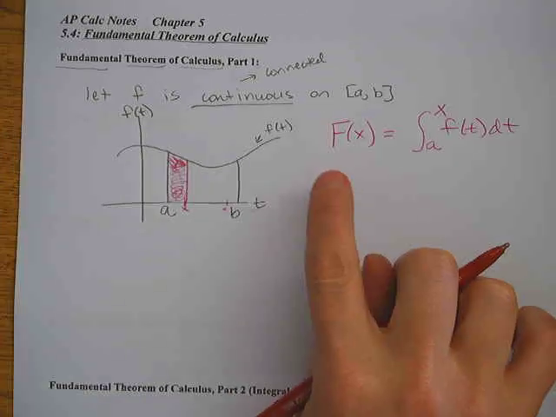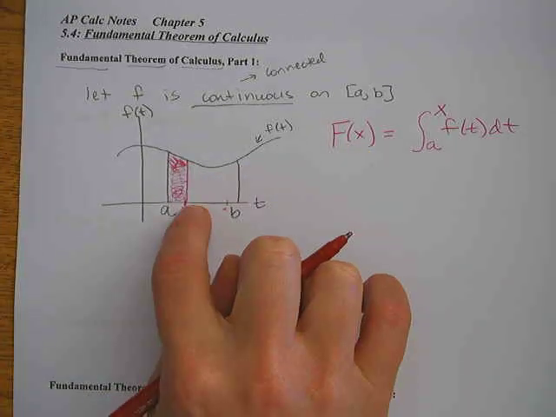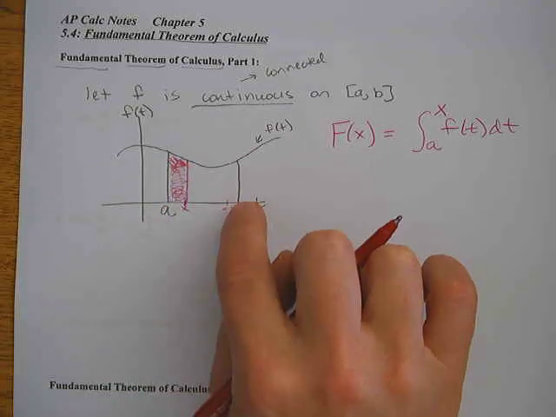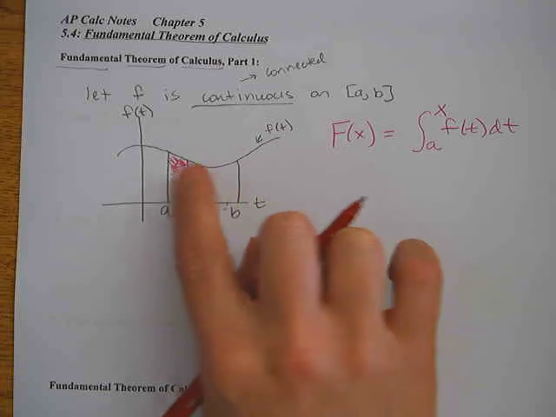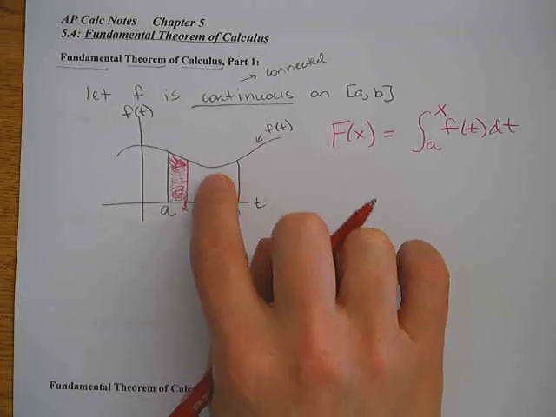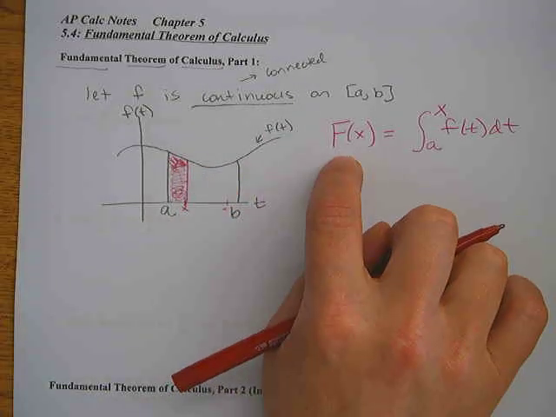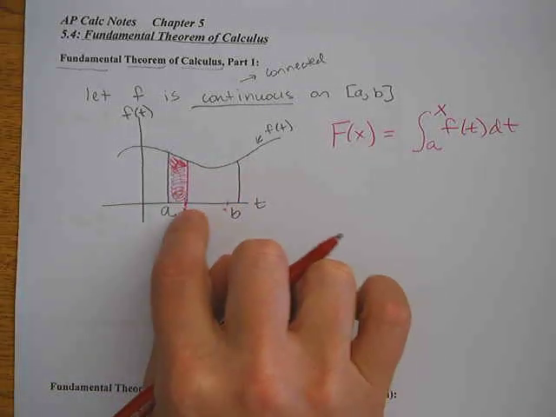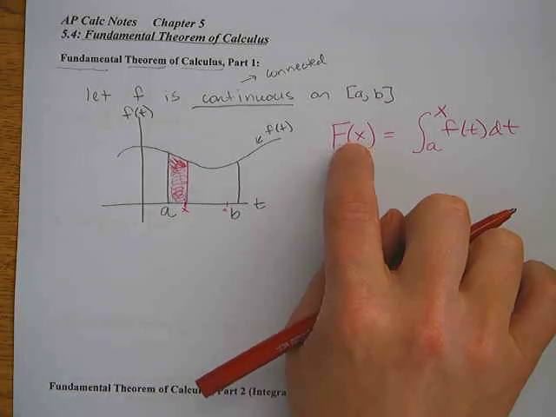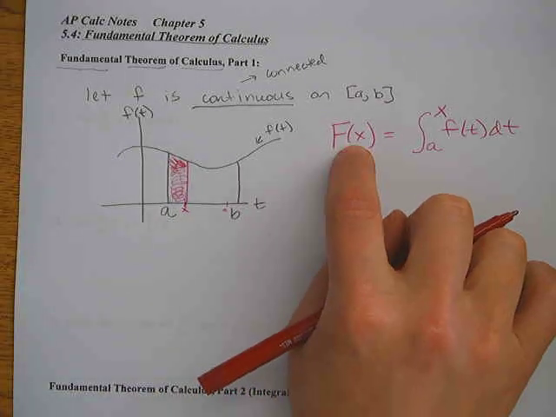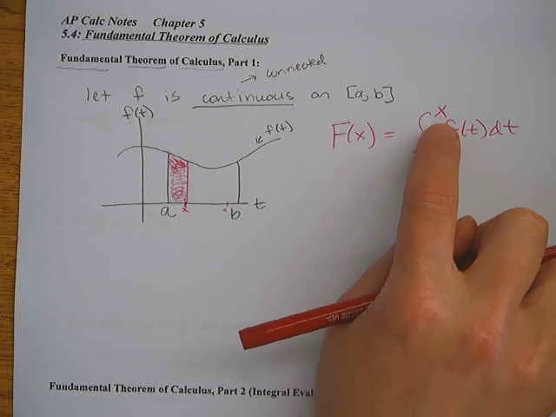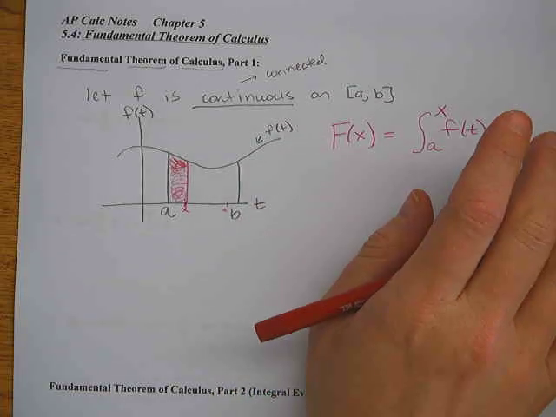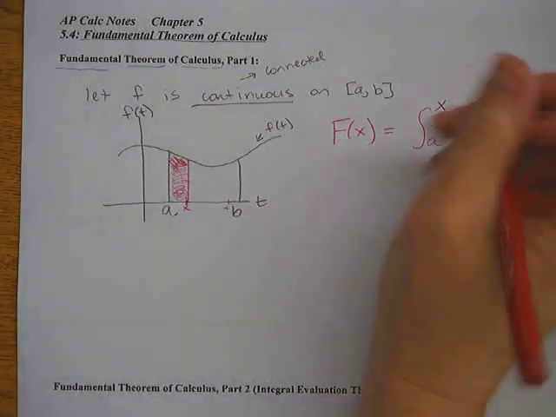And you can see that wherever I choose to place the x, it's going to change the value of that area. If I place the x very close to a, my area will be tiny, be small. If I place the x further away, closer to b, I would have a much more significant amount of area. So this function varies or depends on x. As I move the x from left to right, that will increase or decrease my area. So this function of area depends on x. And it's the area between a and x under the curve of little f. Okay, so that's our function.